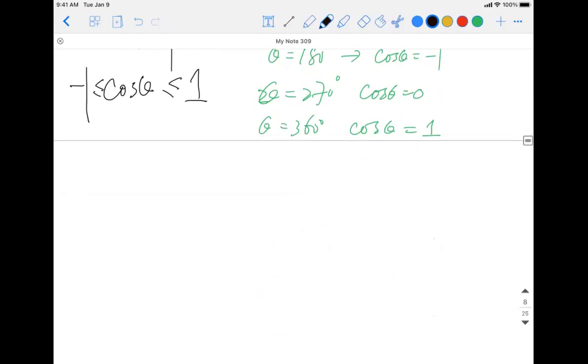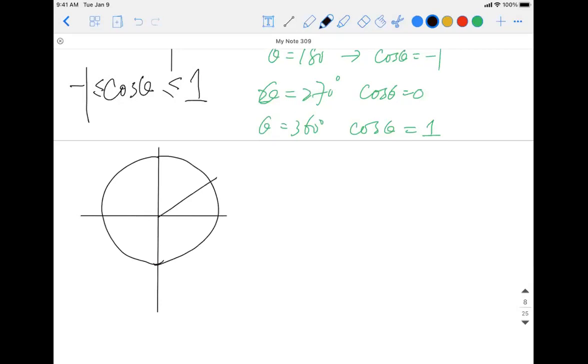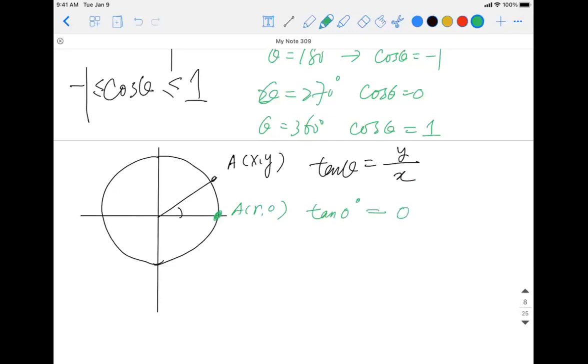And what about tangent theta, right? We're going to talk about everything one by one. What about tangent theta? Let's do exactly the same thing. Tangent theta, according to our definition, equals what? Y over X. Okay, let's check it out. Whenever your A is here, X equals R, Y equals zero. Is it right? So therefore, tangent 0 degrees will equal zero. Makes sense, right?